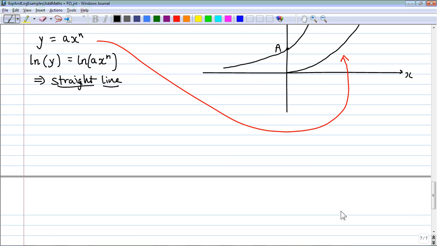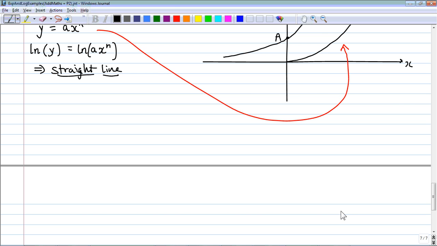Now let's see how that works. Let's apply the laws of logarithms. We see on the left hand side ln y, so ln meaning natural logarithm. On the right hand side we use the first law of logarithms to split into two parts. But now we can also use the second law of logarithms, the power law, to take the n outside as a multiple, plus n ln x.